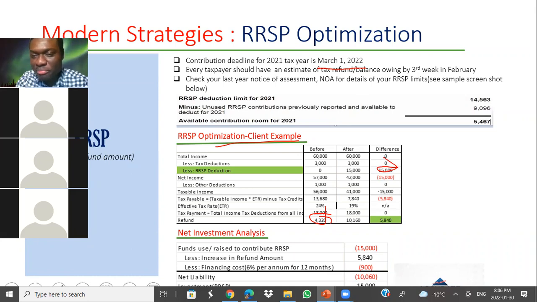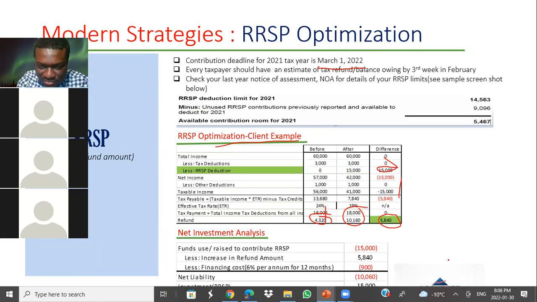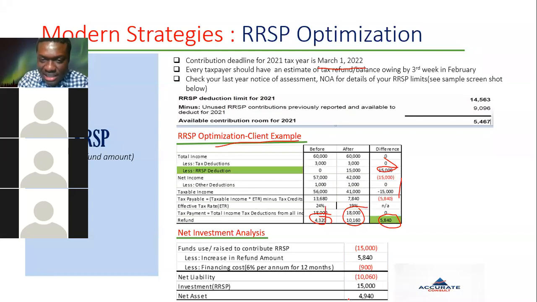And look at the impact of buying RSP worth 15K on his taxable income, on his tax refund. The refund will increase from 4,320 to 10,160, with an increment of 5,840 for taking that decision. Now, this client has assets worth 15K. He borrowed money to invest in this.